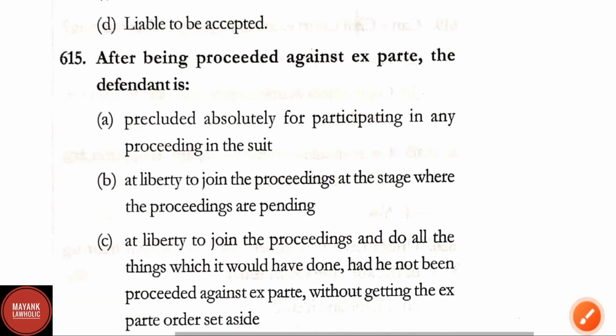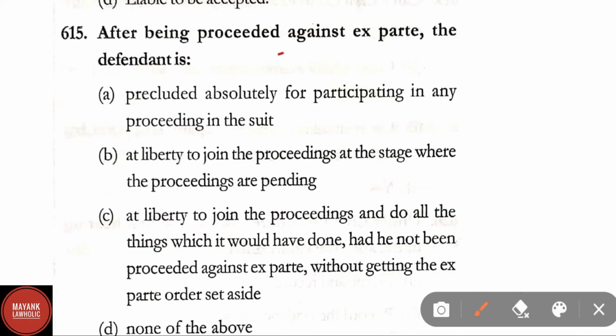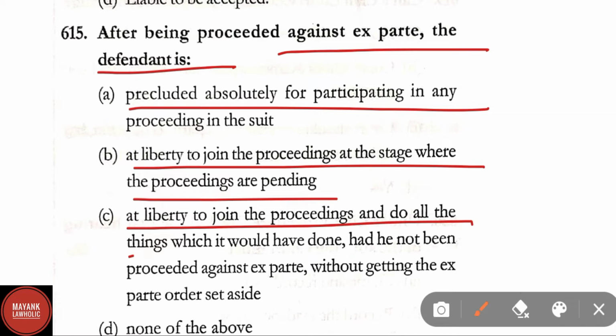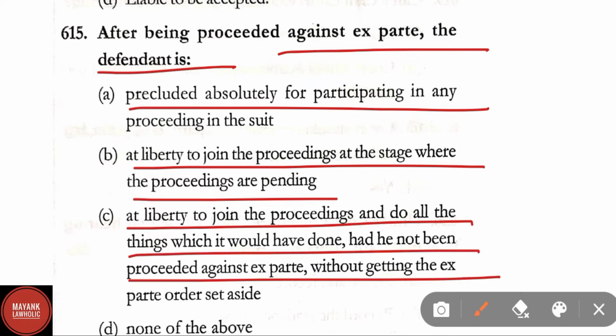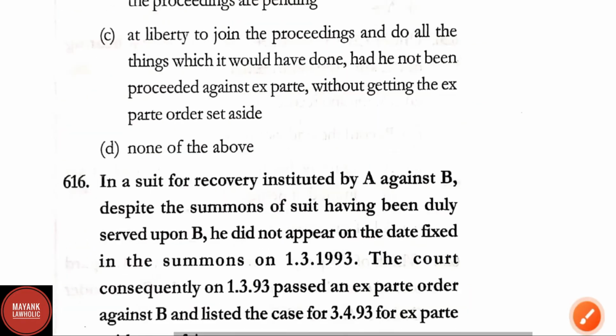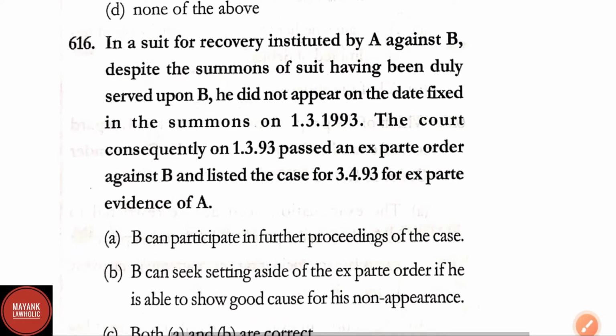Question number 615. After being proceeded against ex parte, the defendant is precluded absolutely from participating in any proceeding in the suit; at liberty to join the proceedings at the stage where the proceedings are pending; at liberty to join the proceedings and do all things which it would have done had he not been proceeded against ex parte without getting ex parte order set aside; none of the above. In question number 615, correct answer is option B, at liberty to join the proceedings at the stage where the proceedings are pending.